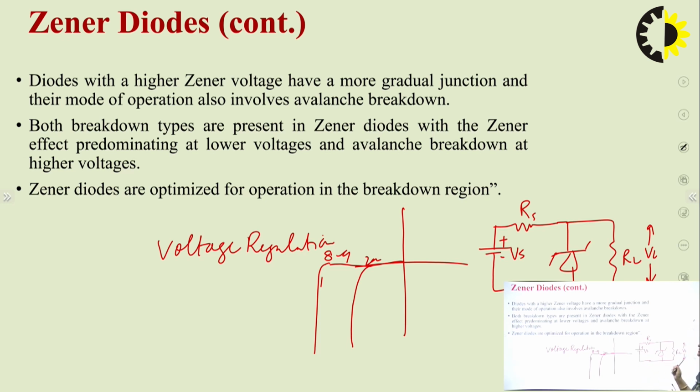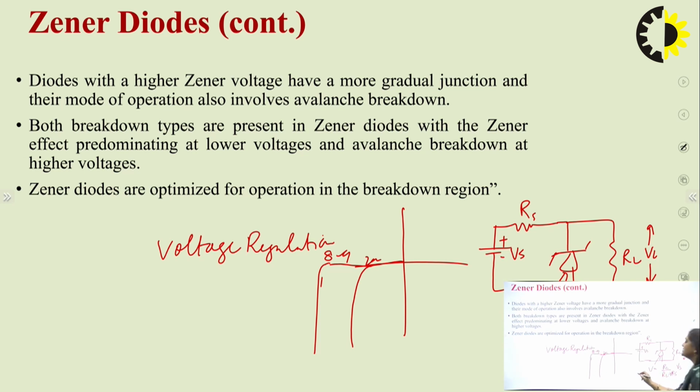So this is voltage regulation, and this voltage regulation can be achieved with the help of a Zener diode, because if the Zener diode comes in its breakdown region, then the voltage across this RL will be constant. So we have to find the voltage across this Zener, and this voltage would be equal to RL upon RL plus RS multiplied by Vs.